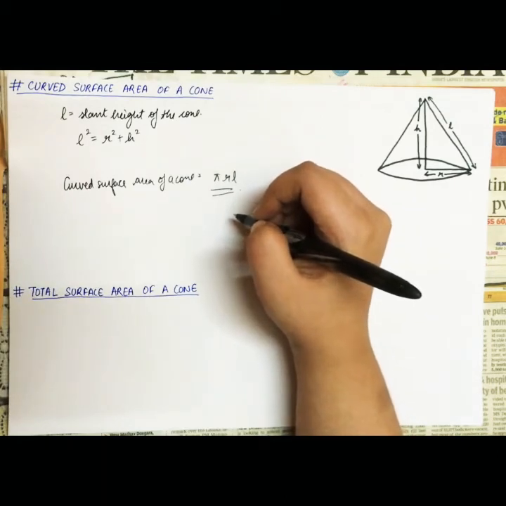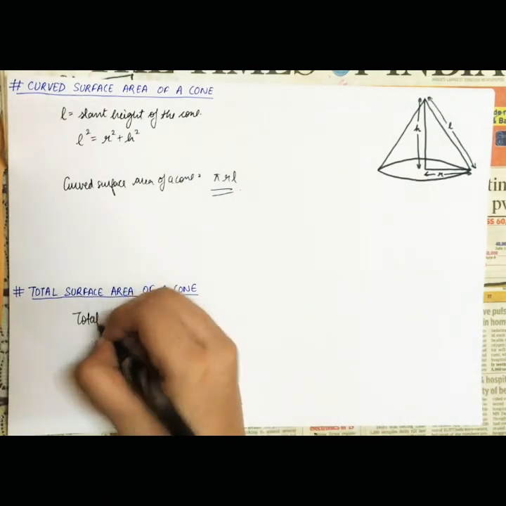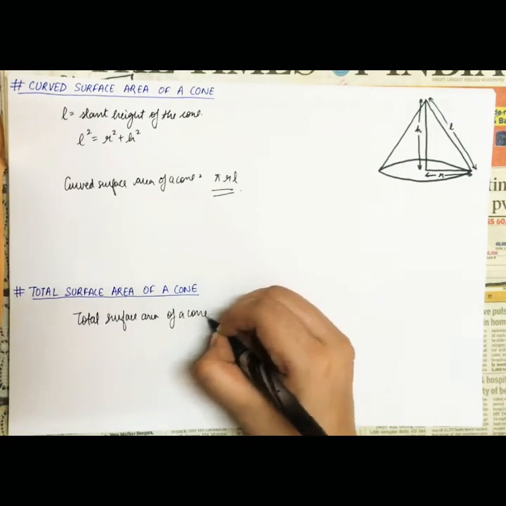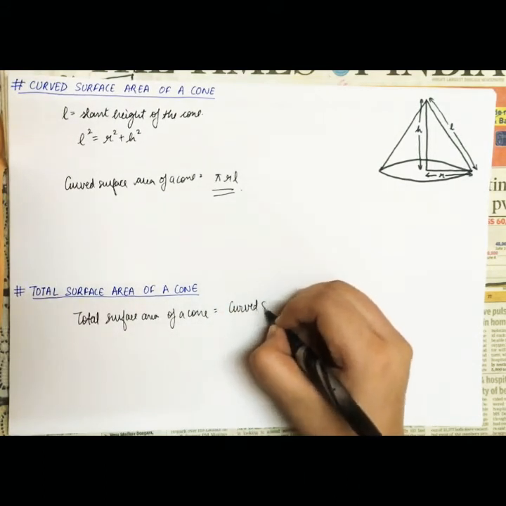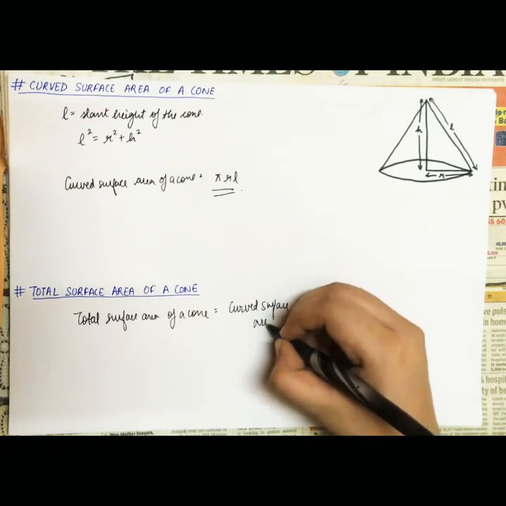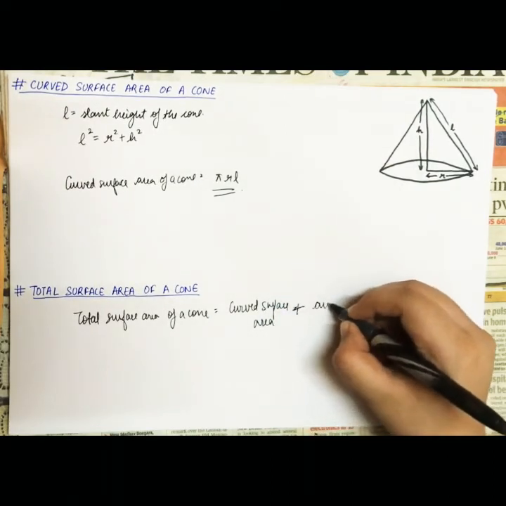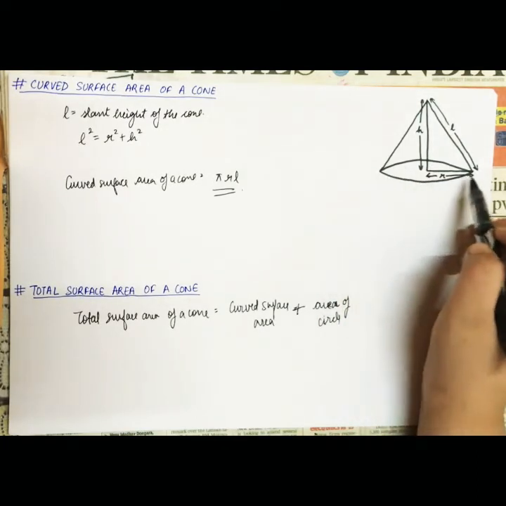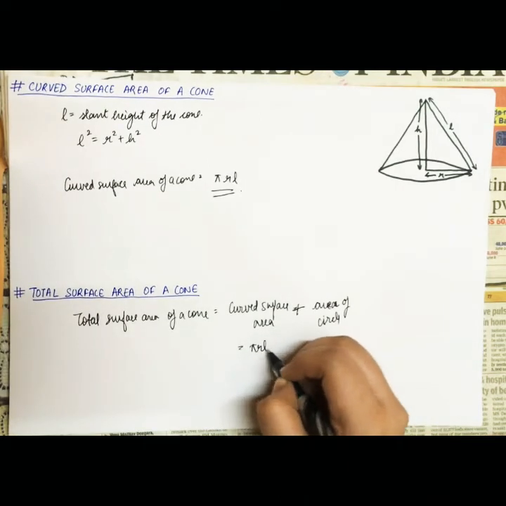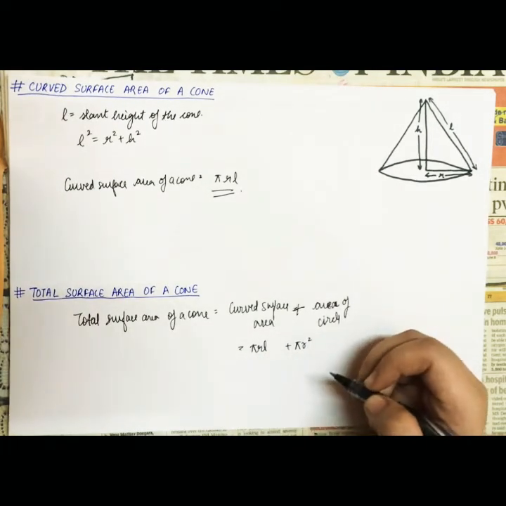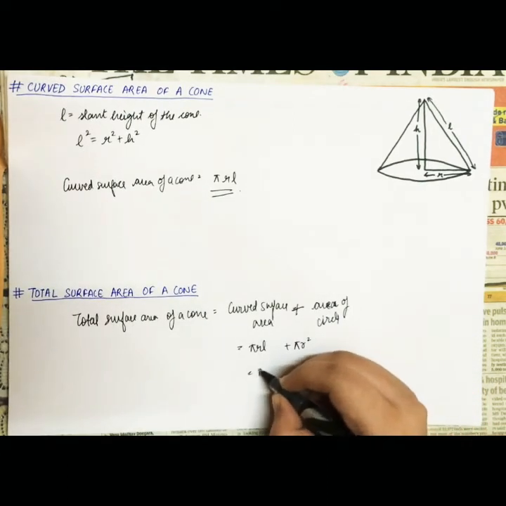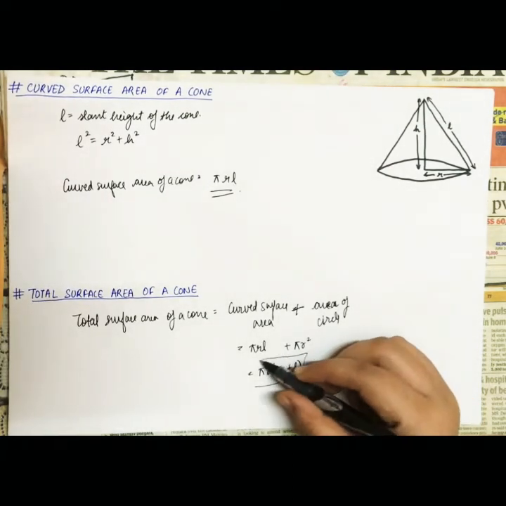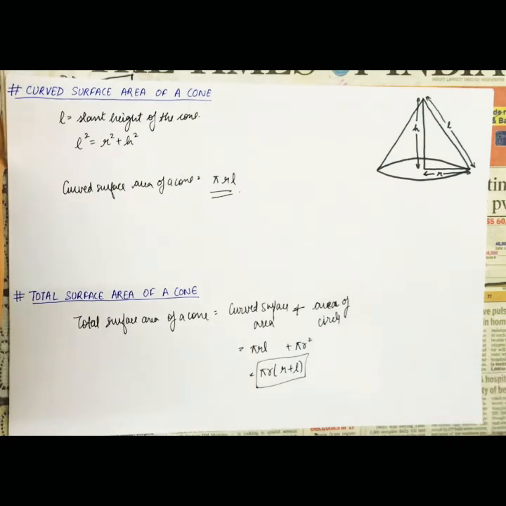Now total surface area of a cone. Total surface area is equal to curved surface area plus area of the circle. Therefore, it is equal to pi r L plus pi r square. We will take pi r common. It will become r plus L. Therefore, total surface area is equal to pi r (r plus L).